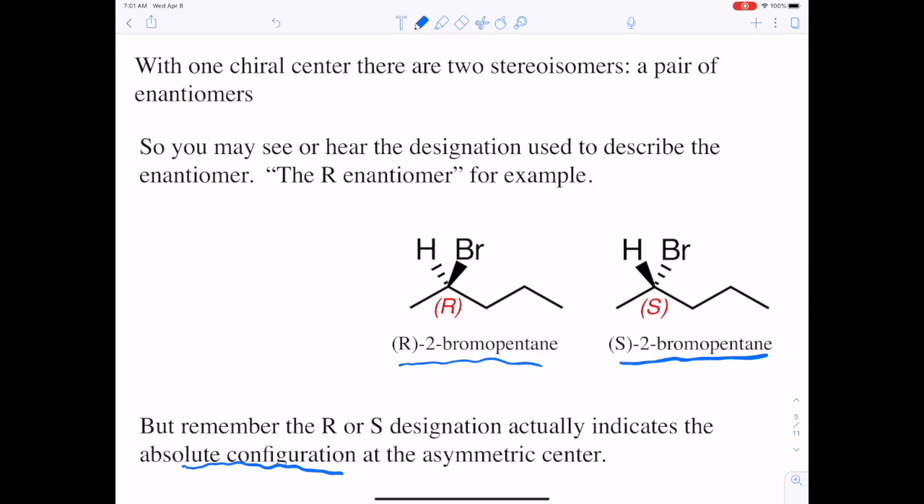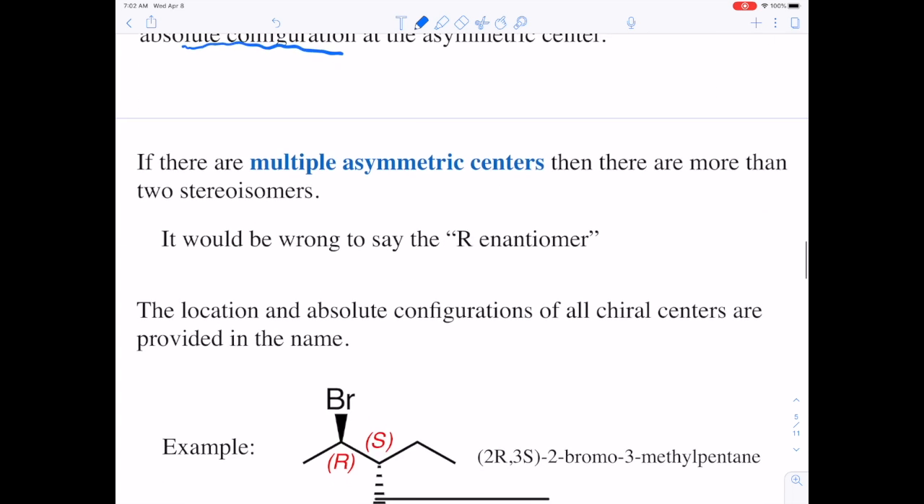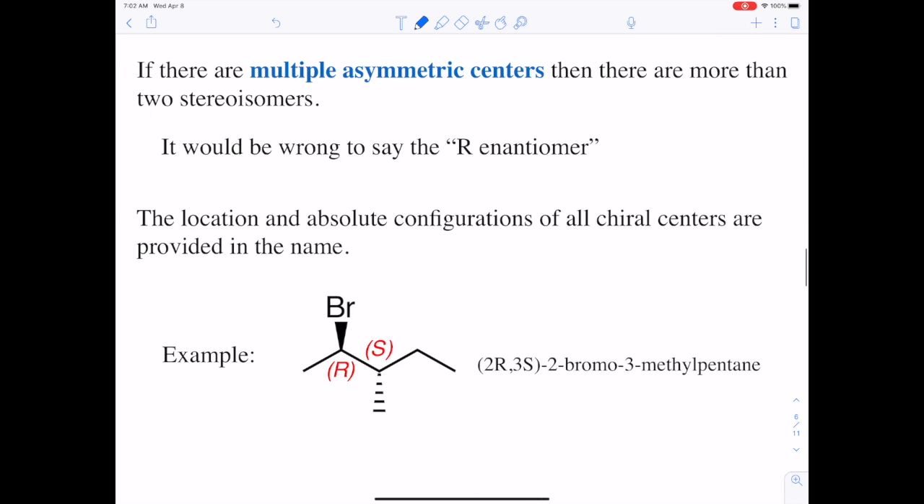That's okay if there's only one chiral center, because when you have one chiral center, you have two stereoisomers, two enantiomers. When you have multiple asymmetric centers, multiple chiral centers, you can't really say the R enantiomer or the S enantiomer. You really have to remember that R and S describe the absolute configuration. That's what you're talking about.